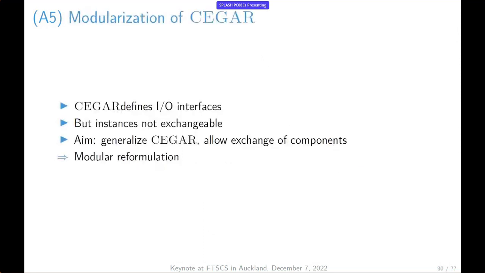So CEGAR defines already what are the input-output interfaces here, but we don't have exchangeable instances so far. So what we tried to do is generalize CEGAR and to break it into pieces, decompose it into the three components, and then allow exchange of components. Because if we allow exchange of components, then we can replace one component by a better one.